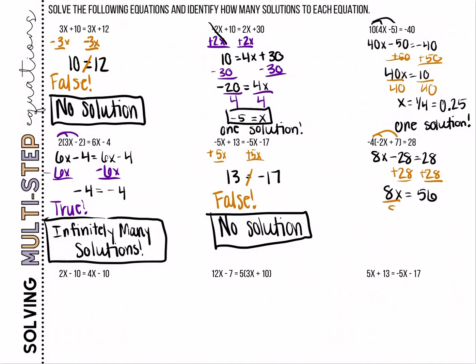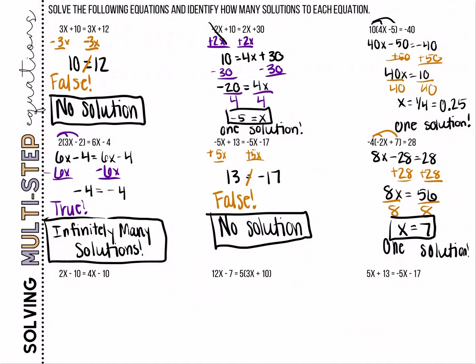Then I'm going to divide by 8. And x equals 7. So that means we have one solution, and that solution specifically is 7. Okay, so if you get x equals a number, or m equals whatever the variable is, if you get that variable equals one number, that means it's one solution.